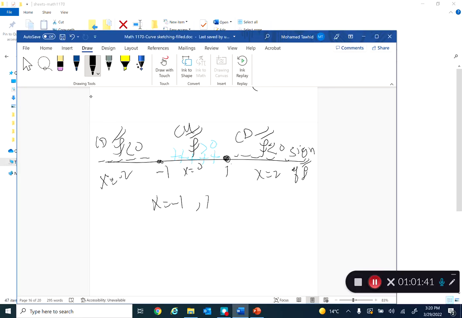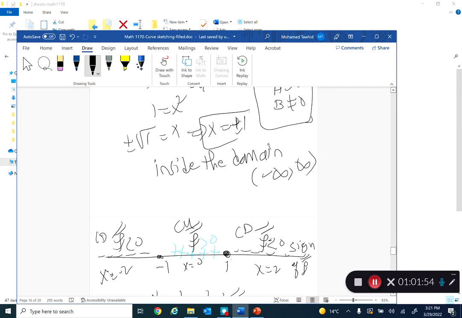Look what you have: before negative 1, concave down to concave up, and at 1, concave up to concave down. So negative 1 and 1. So what do you have? You have concave up. So they are inflection points, yes. So now if I go to the graph, look what you have.